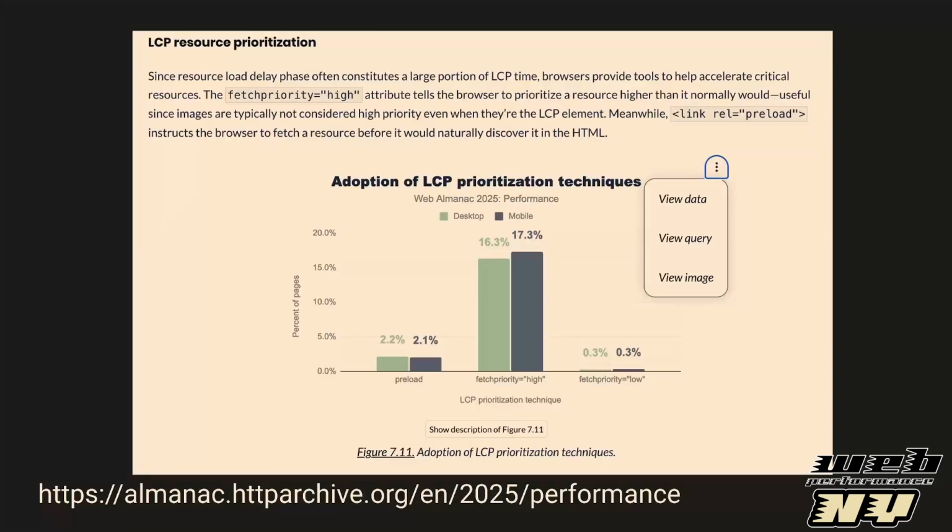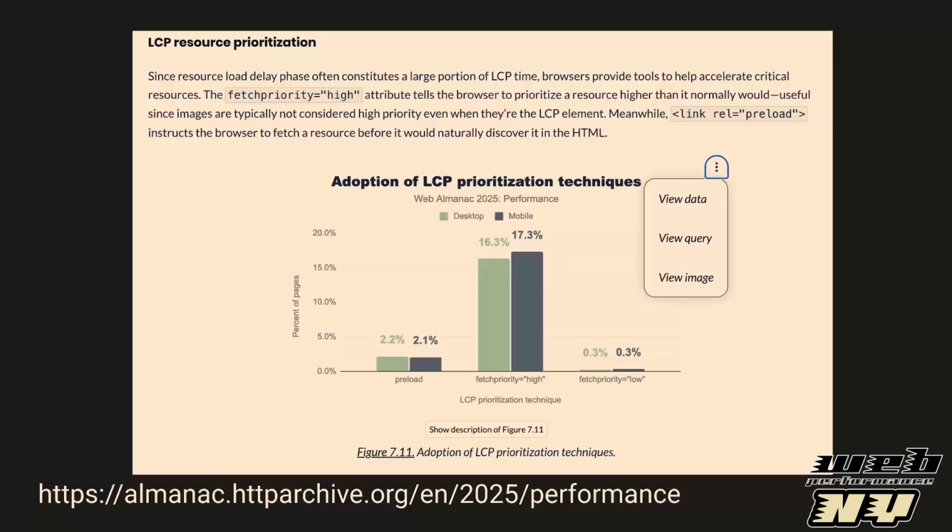The same is true in the Web Almanac. If you're looking at the Web Almanac, any of the graphs that you see, you'll see 3 dots, and you can click to view the query. You can also look at the data as well. If you view the query, it'll show you a GitHub hosted file that will have the query in it.